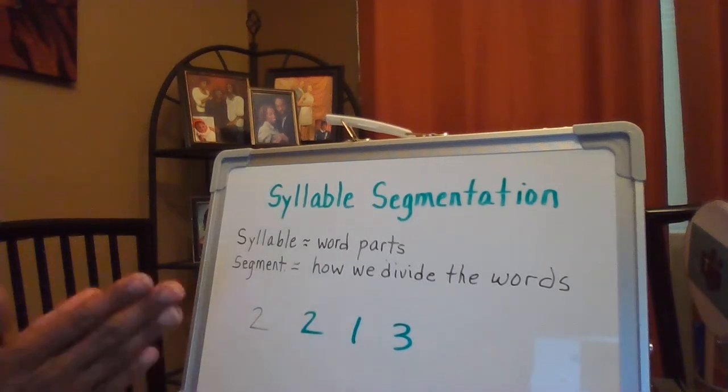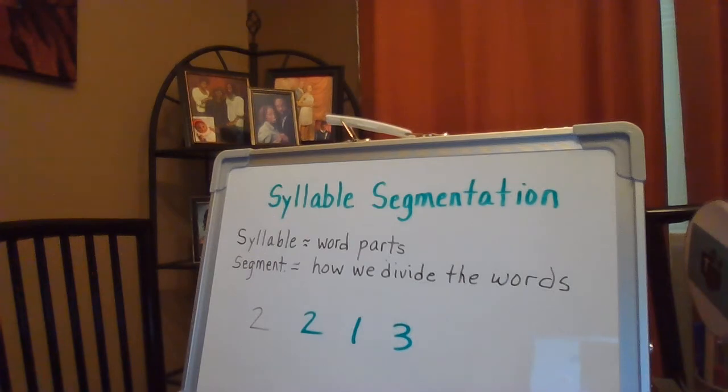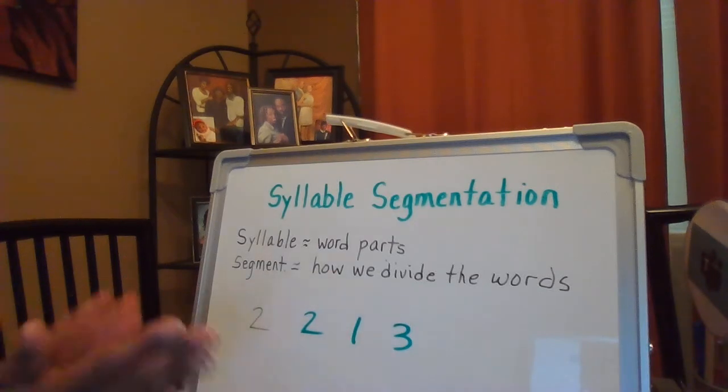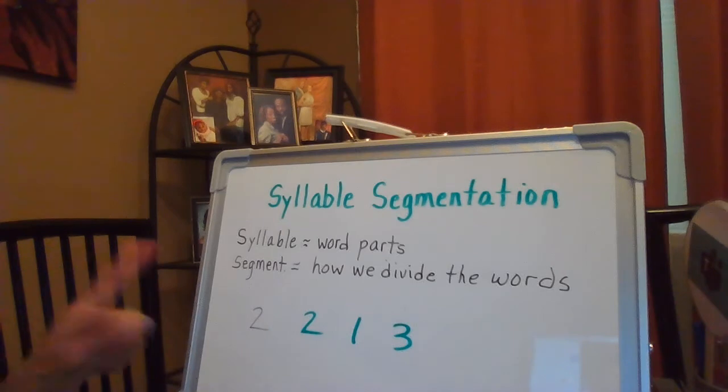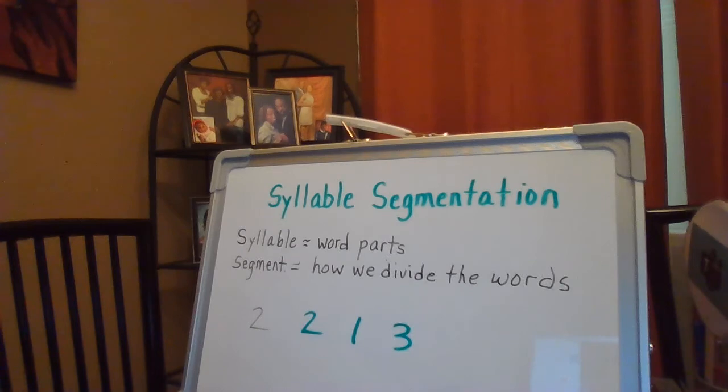Next word. Student. Student. How many syllables? 2. Next word. Listen. Listen. How many syllables? 2. The next word, listen carefully. Elephant. Elephant. How many syllables? 3. Next word, tomato. Tomato. How many syllables? 3.